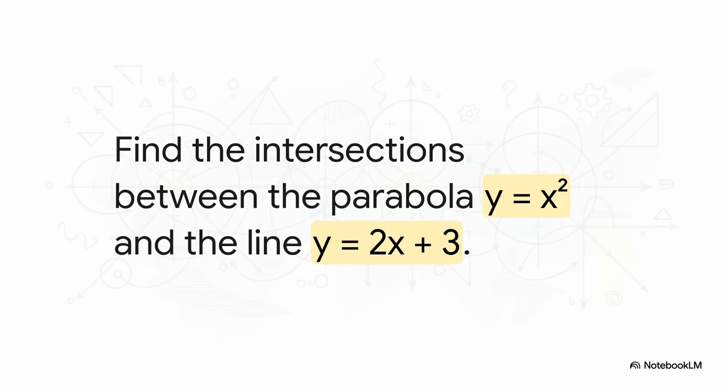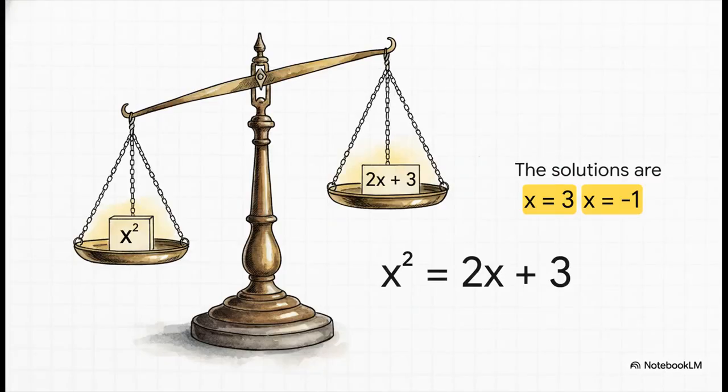This time we've got a parabola and a line. Now, what's cool about this one is that both equations are already solved for y, and that sets us up for a really slick shortcut. So think about it. If y equals x squared and y also equals 2x plus 3, well then those two things must be equal to each other, right? So we just set them equal.